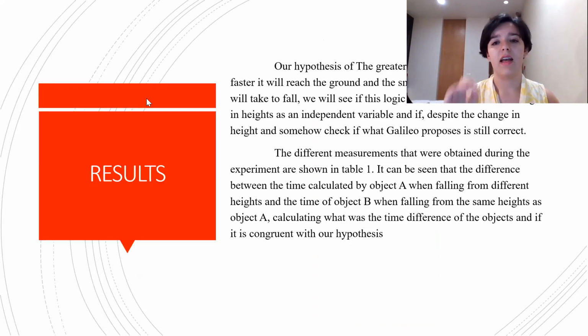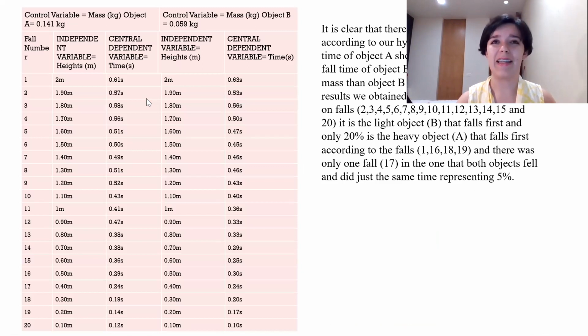The results. Our hypothesis was that the object that has more mass will fall faster than the object that has less mass. But in our results, we got it wrong because we have some inconsistencies: object B, the object that has less mass, also took less time to fall. So it was like, how is this happening? The air should be working here.